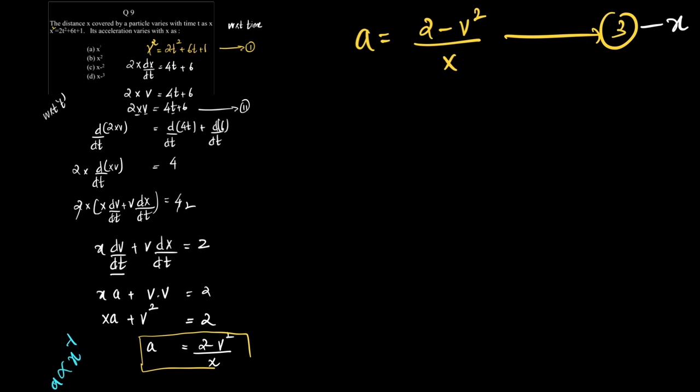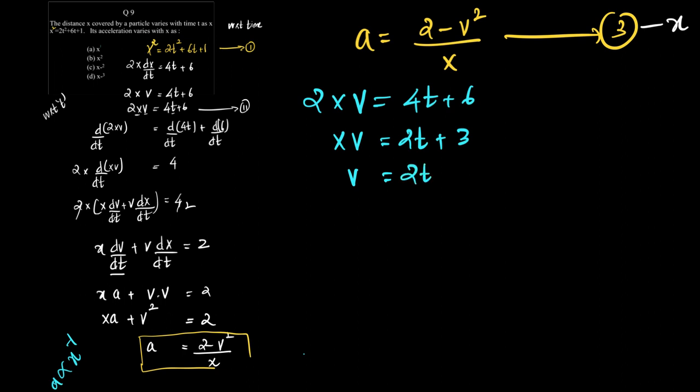What is that expression? See, what did we write in equation number 2? 2xv is equal to 4t plus 6. Divide the entire equation by 2. What do we get? You get xv is equal to 2t plus 3. So what is v equal to? v is equal to (2t plus 3) the whole upon x.